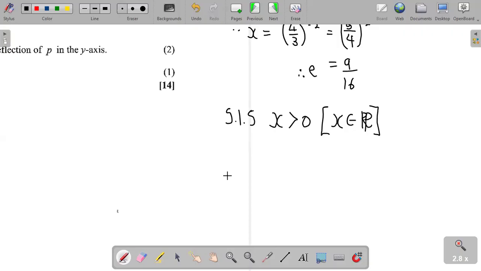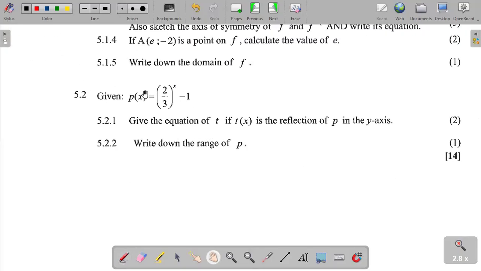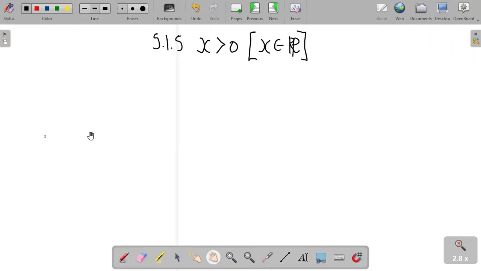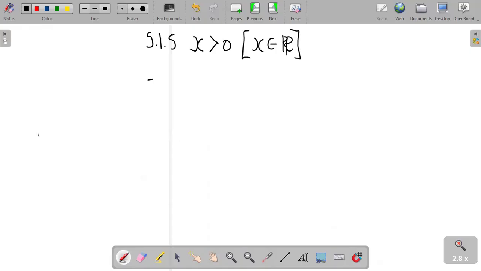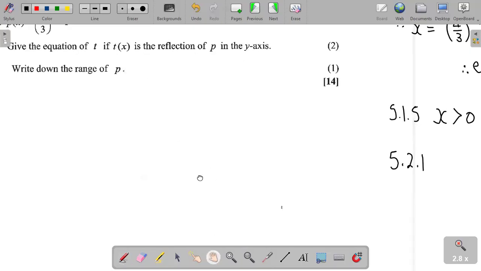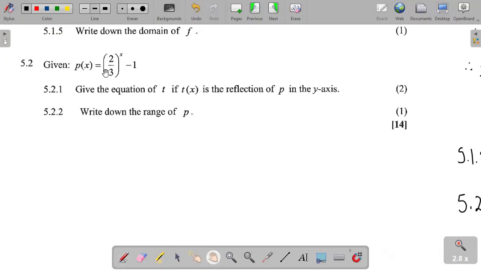Then after 5.1.5, okay, then we go to 5.2, 5.2.1. What are they saying here? Given p of x equals (2/3) to the exponent x minus 1. Give the equation of t if t of x is the reflection of p in the y-axis.